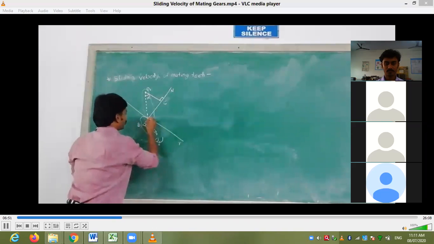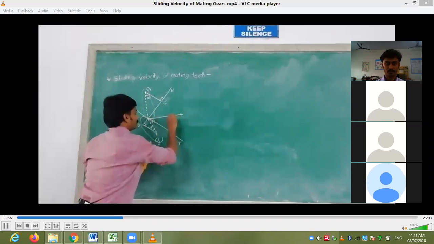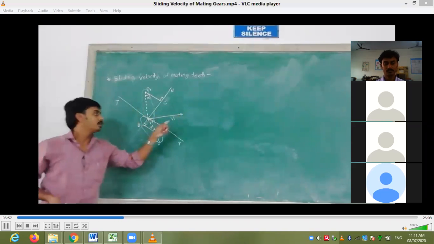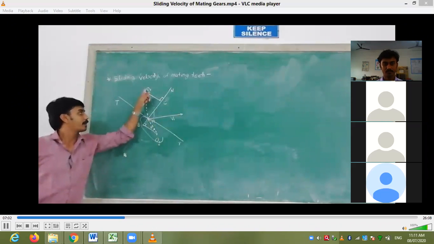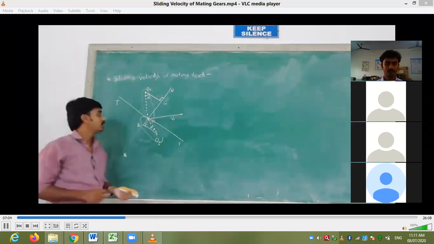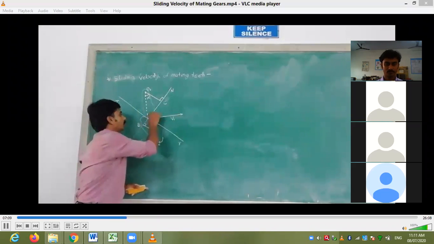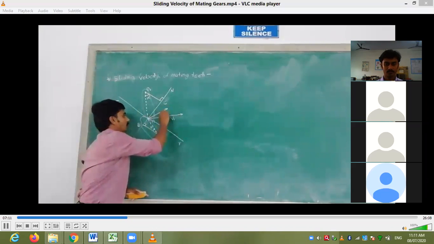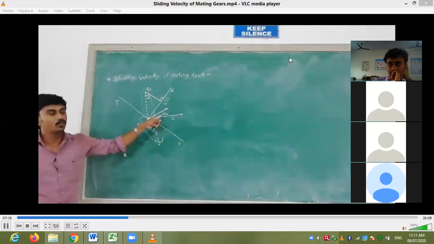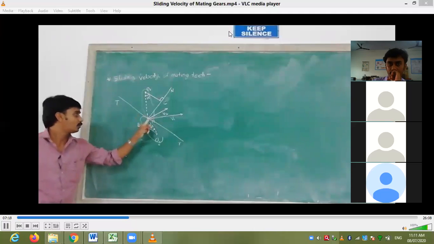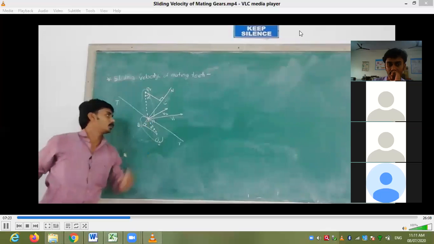We need to draw the line O1 to A. This is the velocity V1. V1 is the velocity of the point A with respect to O1. Similarly, this is the velocity of point A with respect to O2. What is V2? V2 is the velocity of the point A with respect to O2.